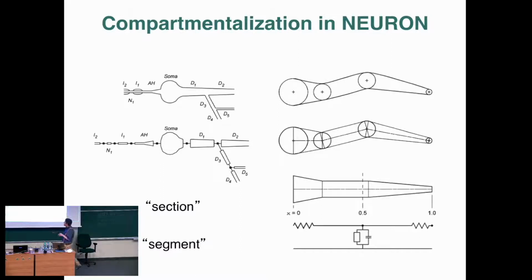Each segment basically is a replacement electrical circuit that is made of 2 halves of the axial resistance. So these segments are always symmetric in NEURON. The membrane resistance and capacitance is always in the middle of the segment. We don't have asymmetric compartments. For these, you have to use Genesis.